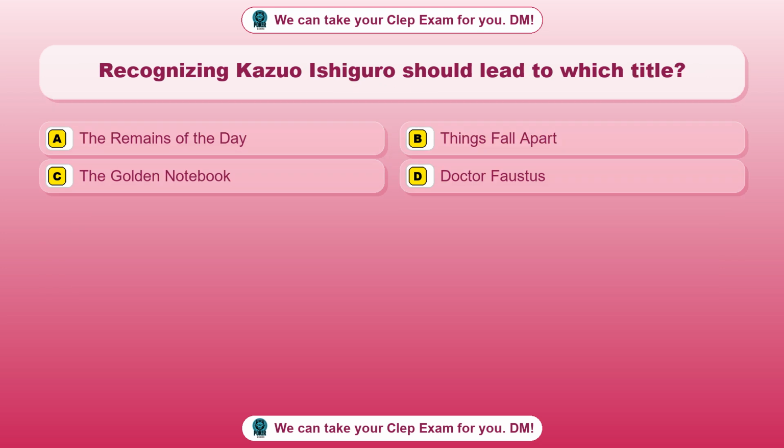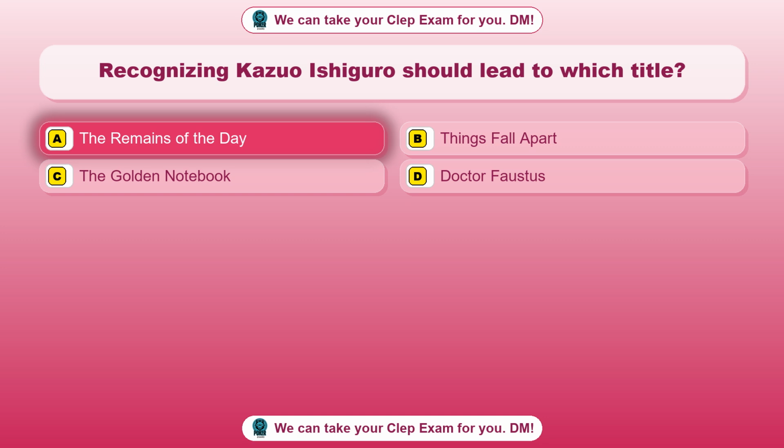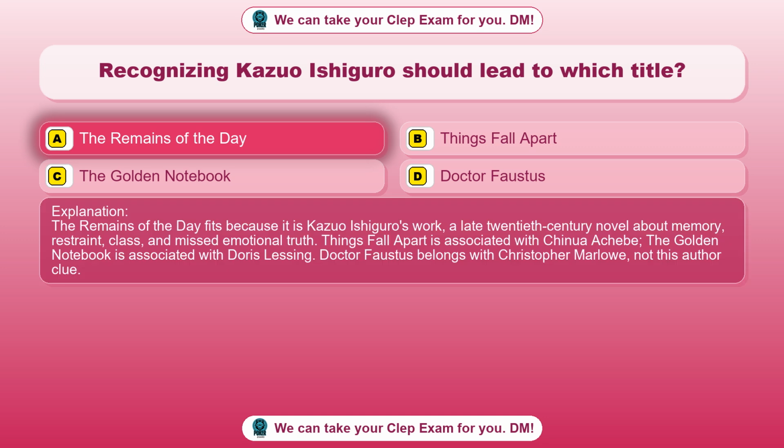Question 42. Recognizing Kazuo Ishiguro should lead to which title? Option A. The Remains of the Day. Option B. Things Fall Apart. Option C. The Golden Notebook. Option D. Dr. Faustus. The correct answer is option A. The Remains of the Day. The Remains of the Day fits because it is Kazuo Ishiguro's work, a late 20th century novel about memory, restraint, class, and missed emotional truth. Things Fall Apart is associated with Chinua Achebe. The Golden Notebook is associated with Doris Lessing. Dr. Faustus belongs with Christopher Marlowe, not this author clue.